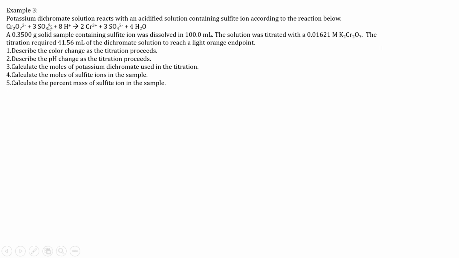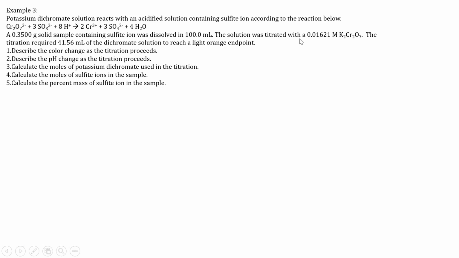All right, so it gives us a balanced chemical equation that we can use for stoichiometry, and then it tells us the number of grams of a solid sample that contains the sulfite ion. I want you to note that that's really important, that it is a sample that contains sulfite. It's not pure sulfite, it contains it. So we know that this is an impure sample. It was dissolved in 100 milliliters of water, probably deionized water.